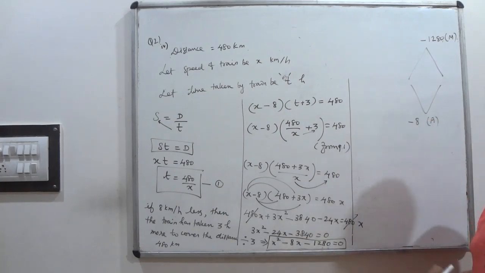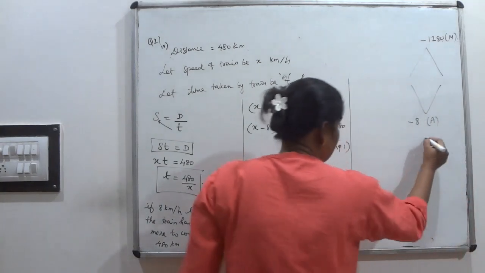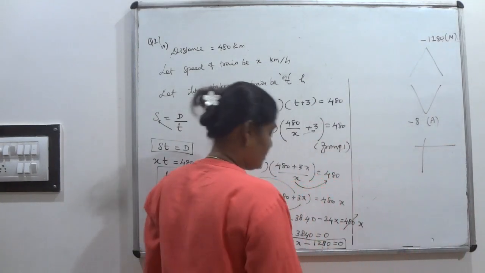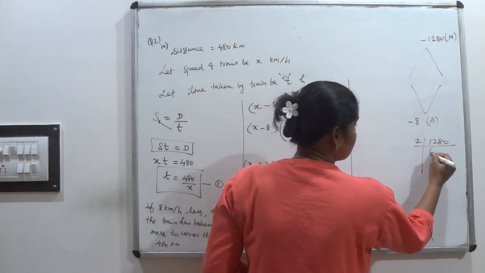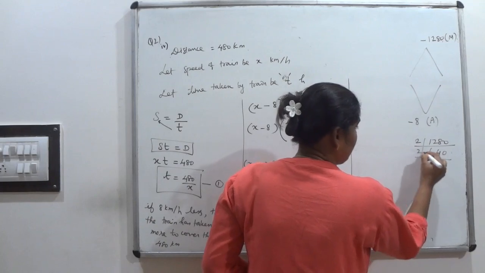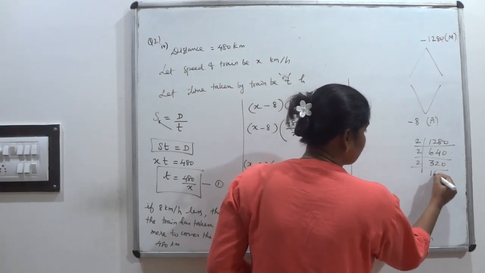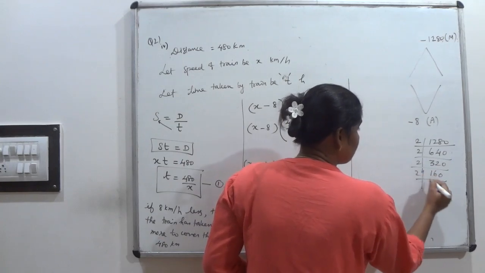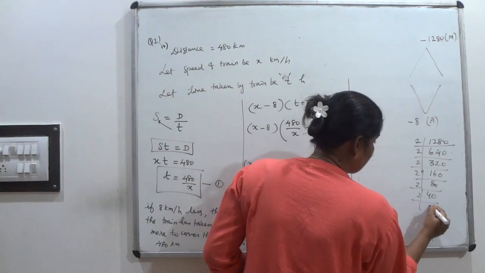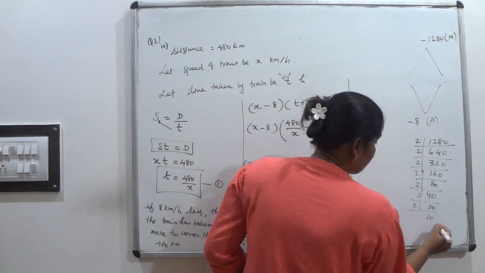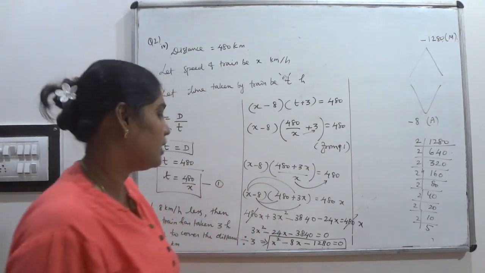According to that, I am going to select these two values by the prime factorization method. 1280 can be divisible by 2, so 640. Can be divisible by 2, this is 320. It can be divisible by 2 again, that is 160. Again by 2, this is 80. Again by 2, this is 40. Again by 2, this is 20. Again by 2, this is 10. Again by 2, this is 5. Now I am going to take the values.